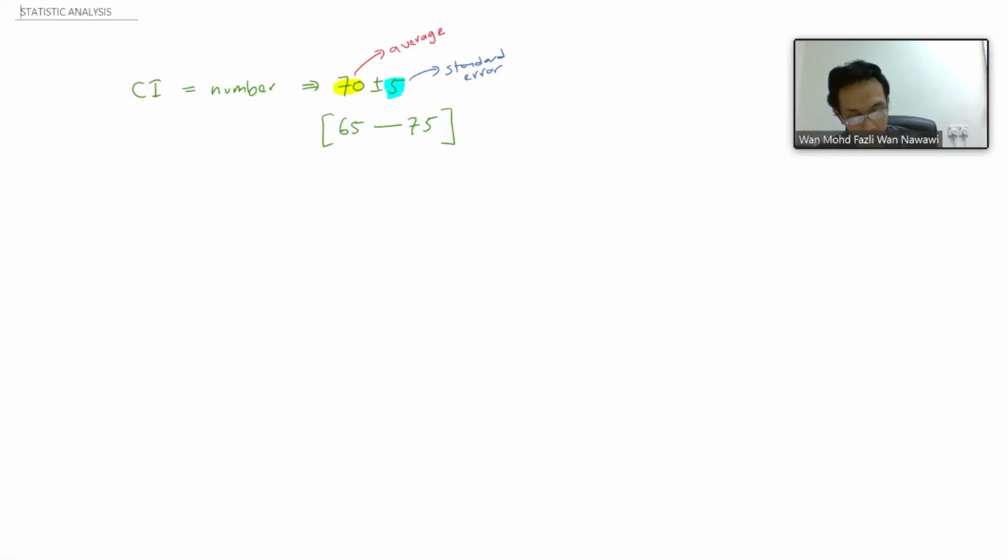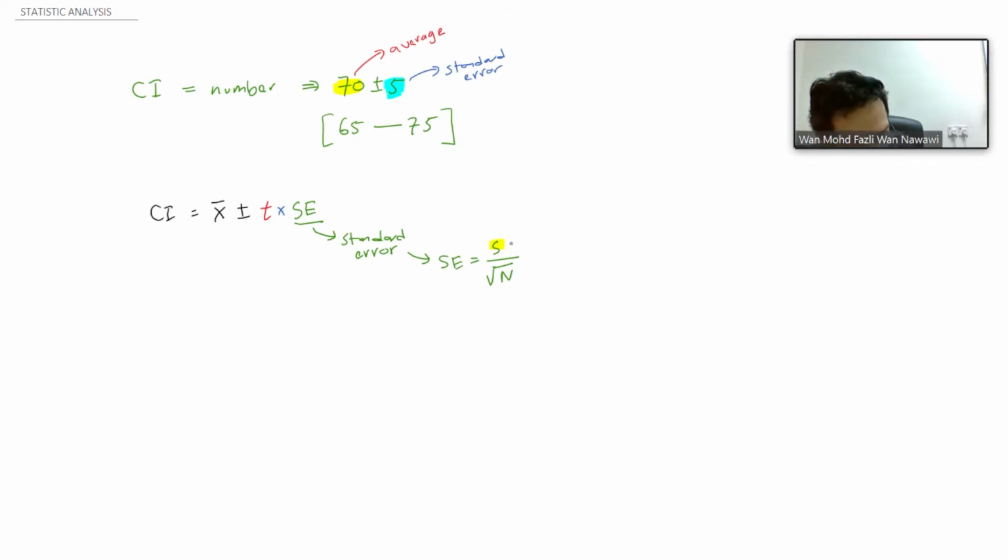So let me put here confidence interval equivalent to x plus minus T, let me put T in a different color, and x in a different color, times the SE. SE here stands for standard error. Standard error is SE equivalent to S over square root of N, where S is the standard deviation. So that's standard error.